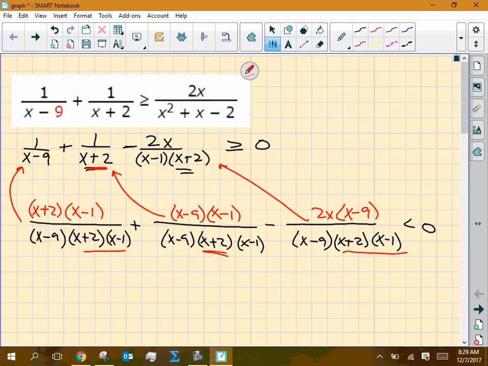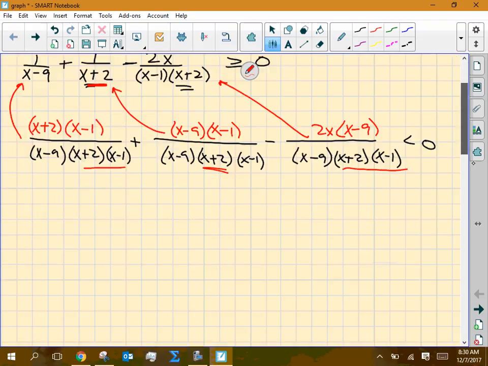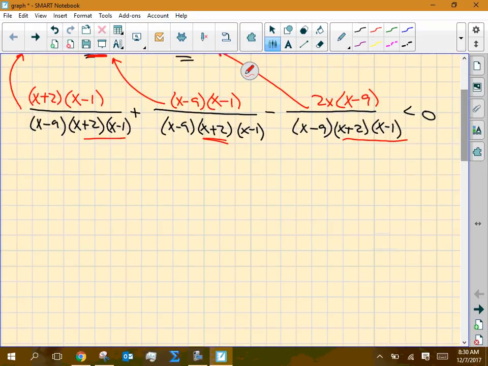Now what happens, like I said earlier, we have the zeros from the denominator, 9, negative 2, and positive 1. But there's a lot of stuff in these numerators that could be like terms. They're just kind of hiding right now, all right? So we have to multiply everything out in those numerators. So when we do this, we're going to get, and at this stage, if you want to, you can put it all over the one common denominator, x minus 9, x plus 2, x minus 1.